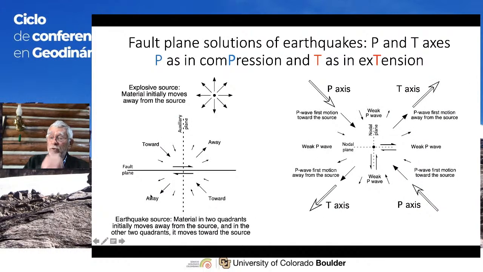Well, we can study that with fault plane solutions. Let me just briefly mention that in addition to determining possible fault planes from fault plane solutions, remember, P wave first motion from an explosion is away. With an earthquake, there are two quadrants where the first motion moves away and two quadrants where the first motion moves towards the earthquake. In addition to determining the planes, we also infer what are called P and T axes. P comes from compression, the T comes from extension. So this is the orientation of maximum compression, and this is the orientation of maximum extension, or deviatoric tension. So one can get those parameters. That becomes important in a second.